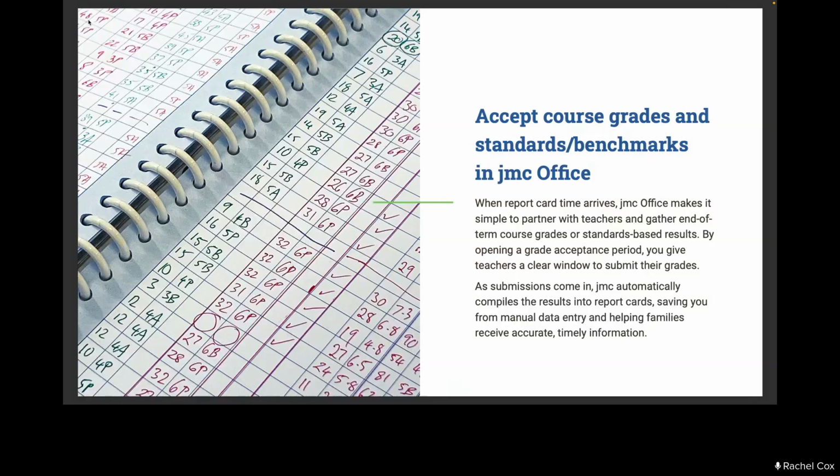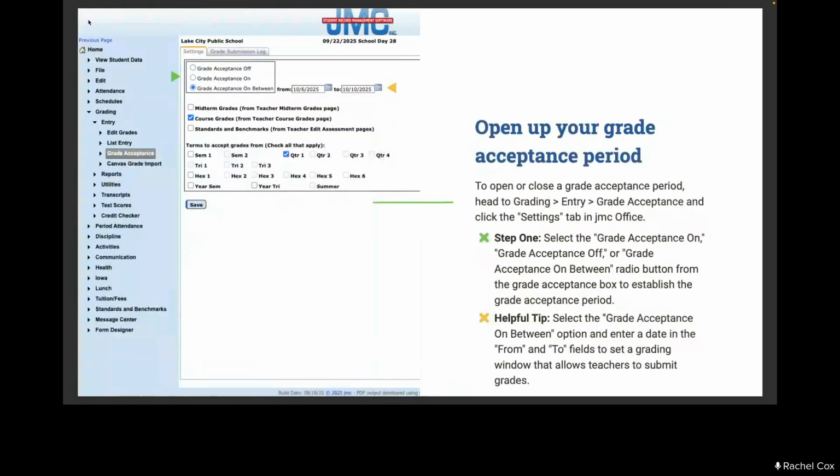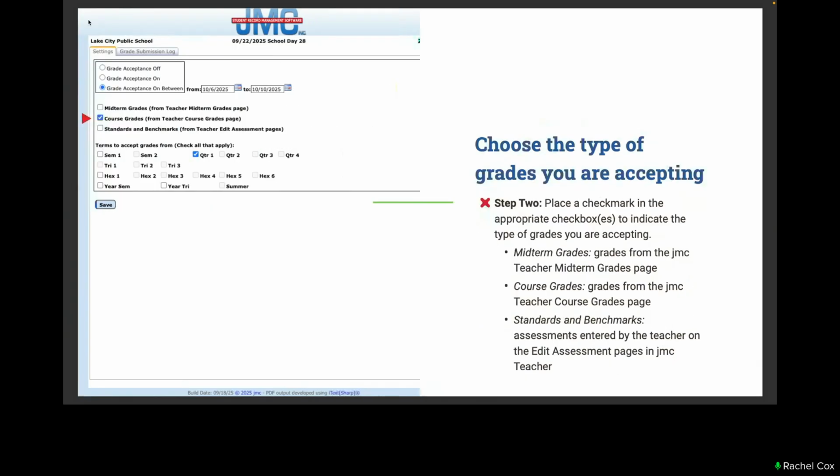To open or close a grade acceptance period, head to Grading, Entry, Grade Acceptance, and click the Settings tab in JMC Office. Step 1, select the Grade Acceptance On, Grade Acceptance Off, or Grade Acceptance Between radio button from the Grade Acceptance box to establish the grade acceptance period. Helpful tip, select the Grade Acceptance Between option and enter a date in the From and To fields to set a window that allows teachers to submit their grades.